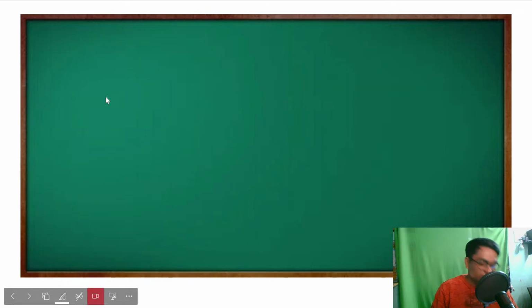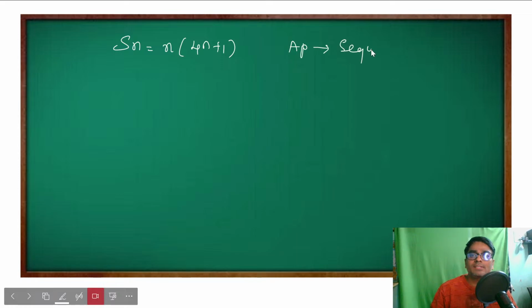What is the question? In an AP, Sn is equal to n into 4n plus 1. Then find the AP. You have to find the sequence. What do you mean by sequence? The series of numbers.